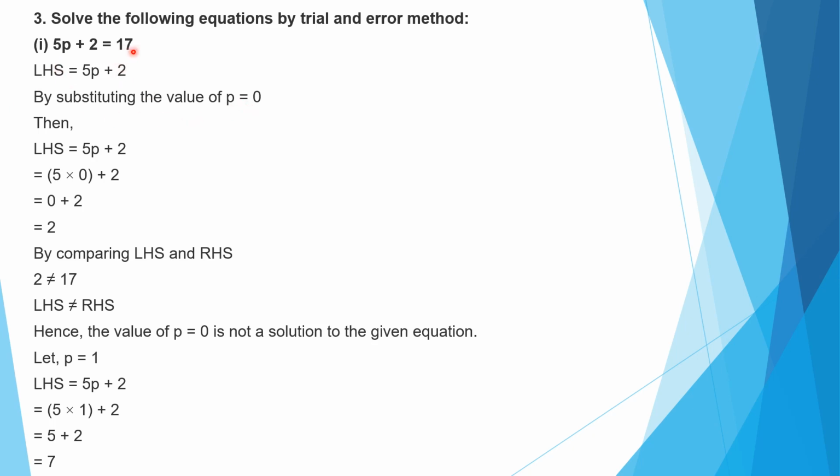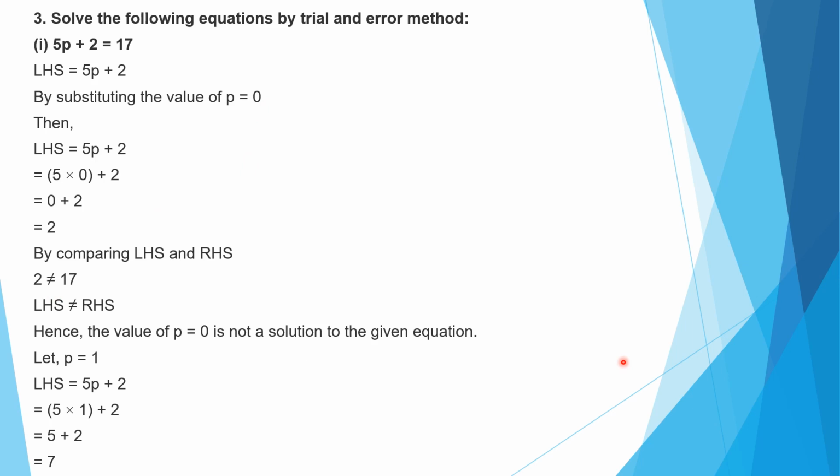Let us not touch the RHS, only LHS we will take and we will solve. 5p plus 2. If we take p is equal to 0, 5 zeros are 0 and plus 2. The answer is 2. Now let us compare LHS and RHS. RHS is 17. So LHS is 2. That's why 2 is not equal to 17. Therefore, p is equal to 0 is not a solution to the equation.